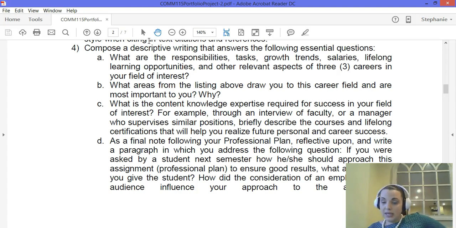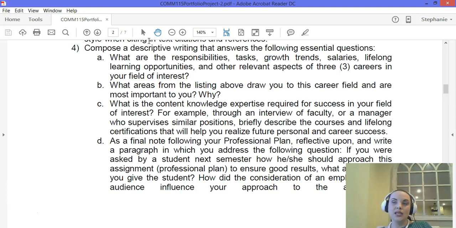Okay, let's flip gears. I know a lot of my students are majoring in the field of business. So if you're majoring in the field of business, you're going to want to choose 3 careers to focus on here that you could do with a business degree. There's so many things you can do with business. I'm trying to narrow it down in my mind.